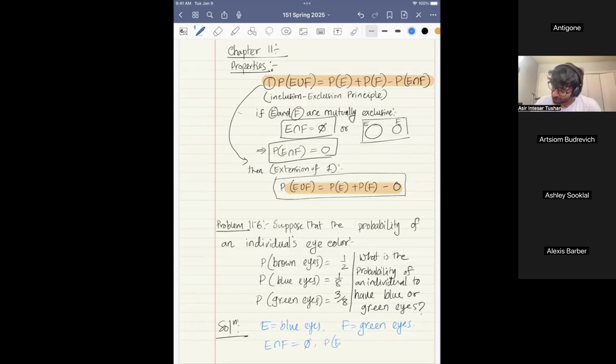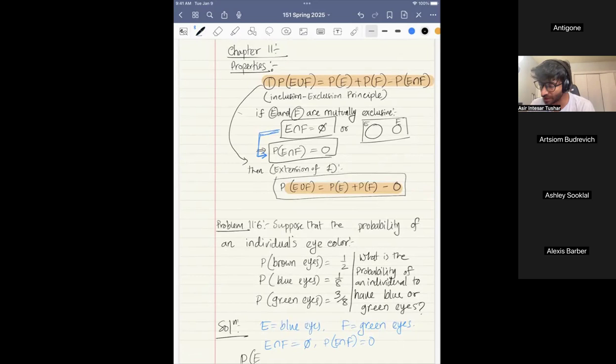So the probability of E intersection F would be 0. Okay, that's what I was talking about up here. So now our task is to find the probability of, it says, blue or green eyes.